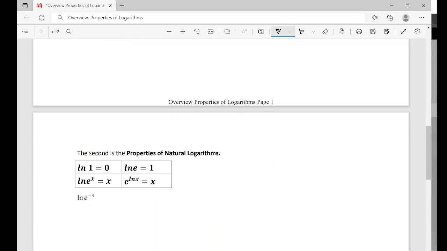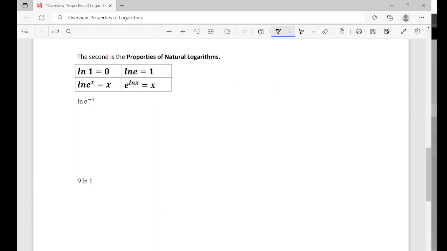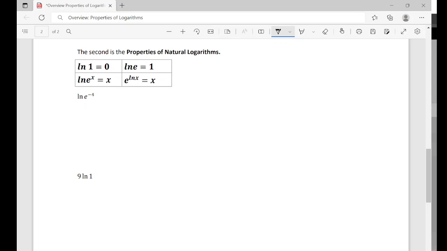Now, let's look at some natural logs. They are essentially the exact same thing, just ln instead of log. If you have ln of 1, it's always 0. ln e is going to just be 1. ln e raised to the x is just going to be x. And e raised to the ln x is just x. So a lot of these are the exact same that we did before, except we're using e's and ln's.